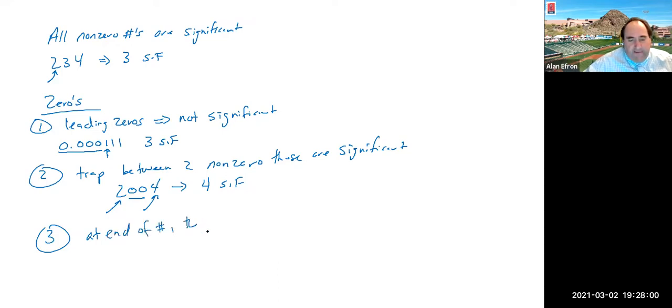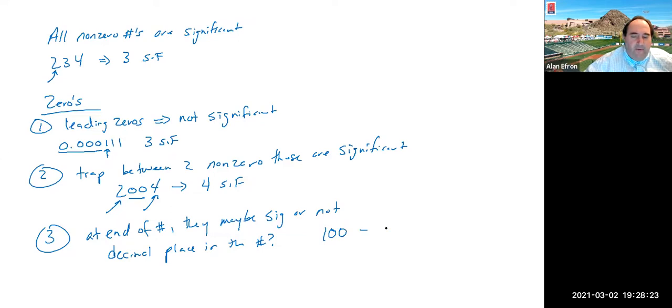And they may be significant or not. And what determines if they're significant or not is, is there a decimal place in the number? So for example, if I write 100 like that, no decimal written, it has only 1 significant figure, and it would be this guy right there. If I write 100 with a decimal point at the end, this guy would now have 3 significant figures as a decimal turns them all on.